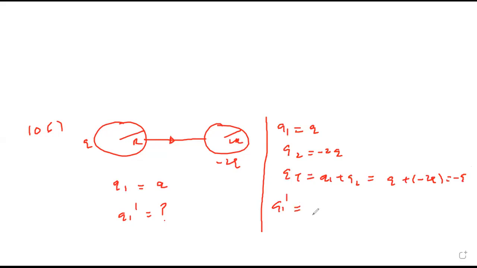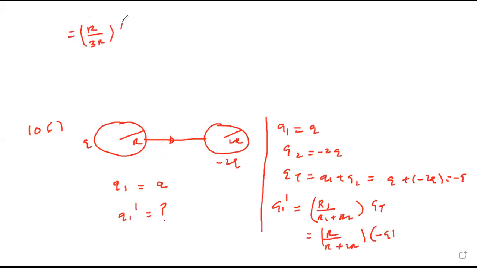Now q1 dash is r1 upon r1 plus r2 of total charge. R upon r plus 2r of total charge. So this is r upon 3r of total charge, minus q by 3 is the charge on first.